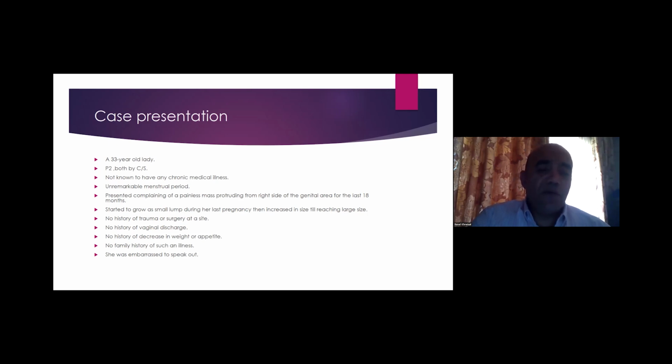The mass started to grow when she had her last pregnancy, then increased in size until reaching this big size. She has no history of trauma or surgery at the site, no history of vaginal discharge or decrease in weight or appetite, and no family history of such illness. But she was embarrassed to speak out, so she missed her appointment with her obstetrician and presented around 6 months or more after her delivery.